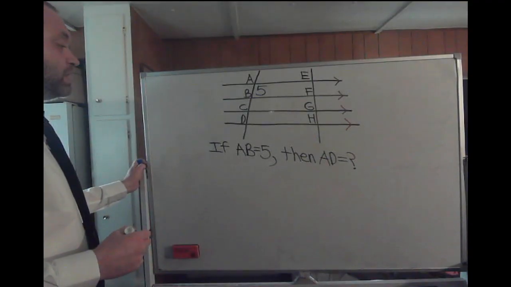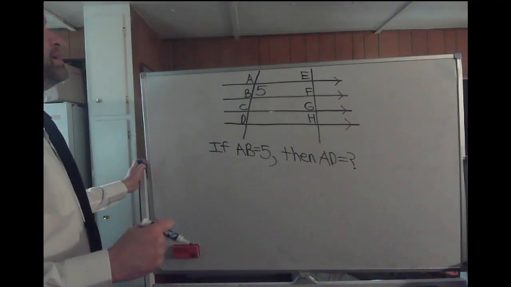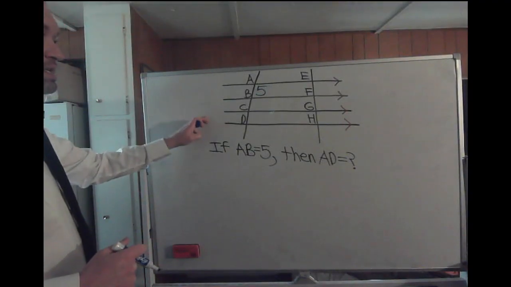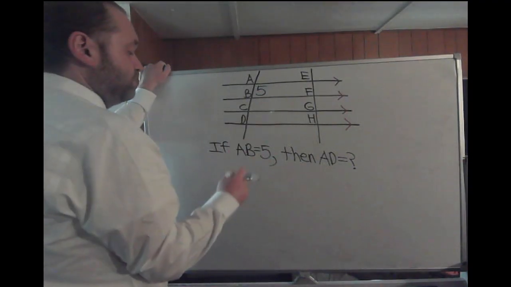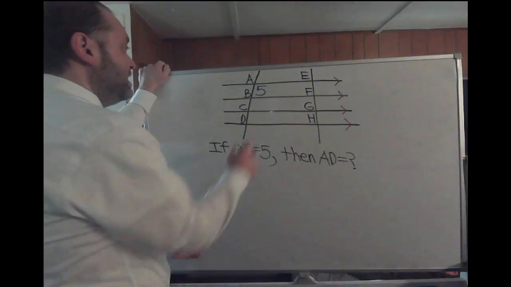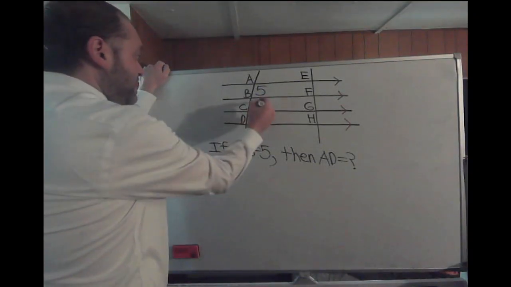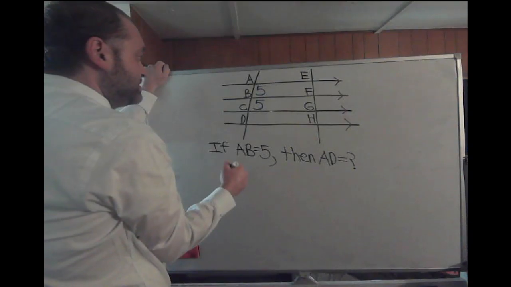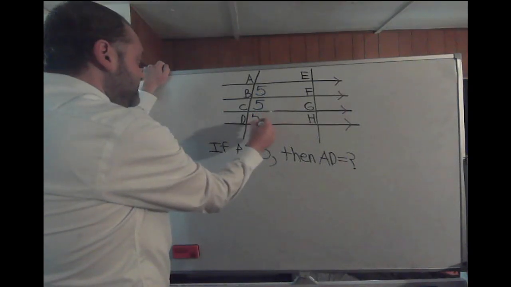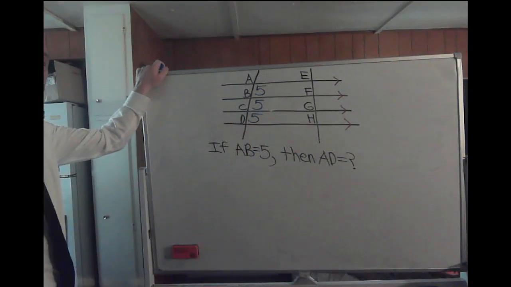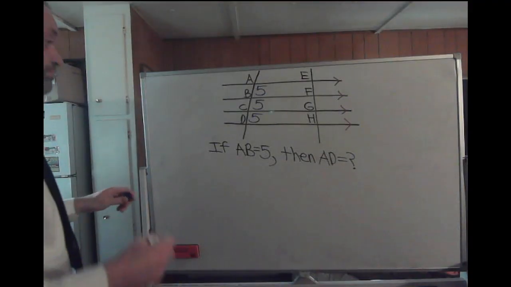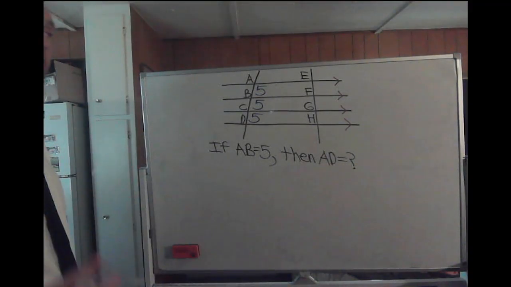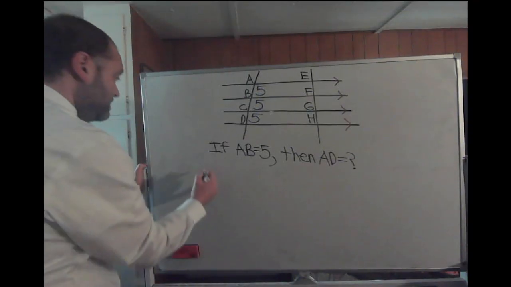Well, we know then that these are all congruent segments on each transversal, right? If AB equals 5, that means BC would have to equal 5 also if they have congruent segments, which would mean that CD would also equal 5, would it not? Okay. Well, to solve for AD, we need to use the segment addition postulate.